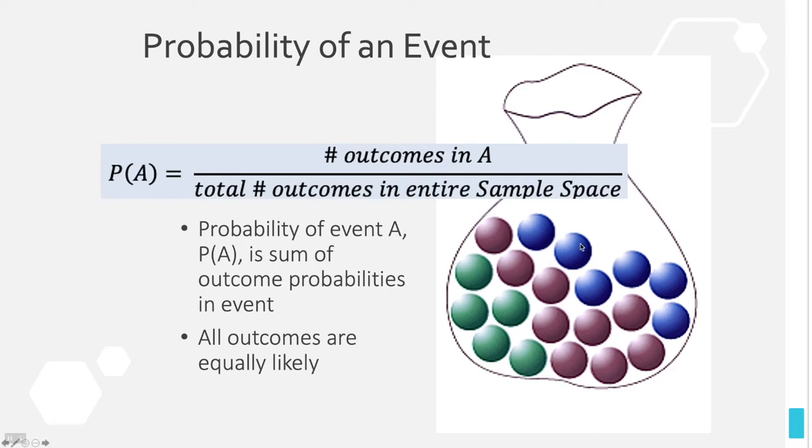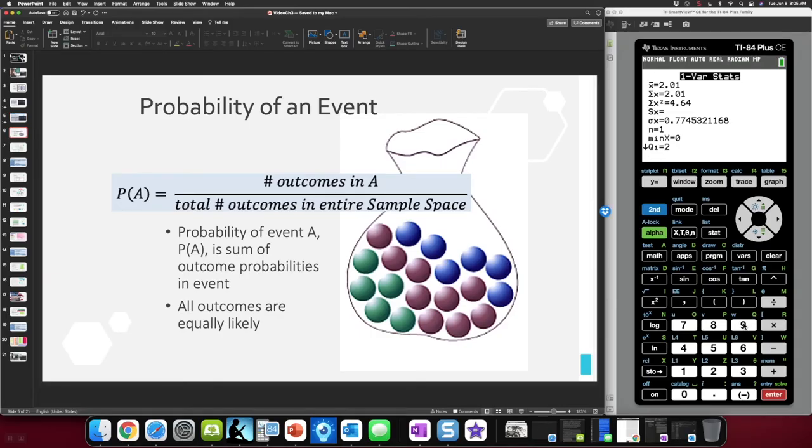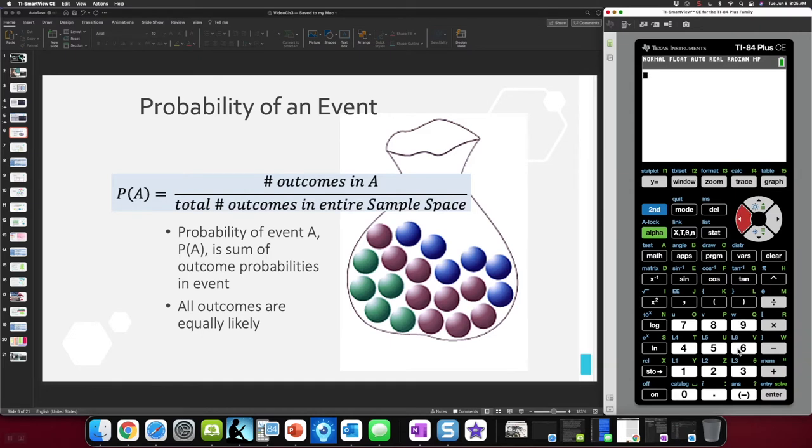So here, these are marbles in a bag. If we were to count the number of marbles in the bag, we would see that we have six blue marbles, and then nine, 1, 2, 3, 4, 5, 6, 7, 8, 9 of the red, and then 5 of the green, for a total of 20 marbles.